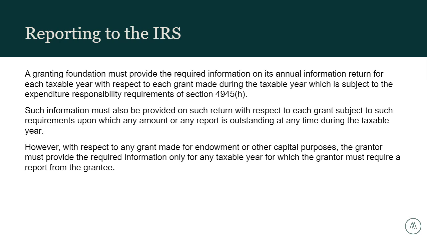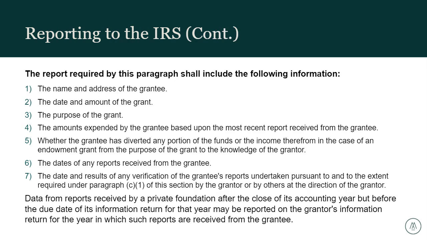With respect to any grant made for endowment or other capital purposes, the grantor must provide the required information only for any taxable year for which the grantor must require a report from the grantee. So there are some nuances with capital and endowment grants. Next slide, please. So the report, what should this report include?